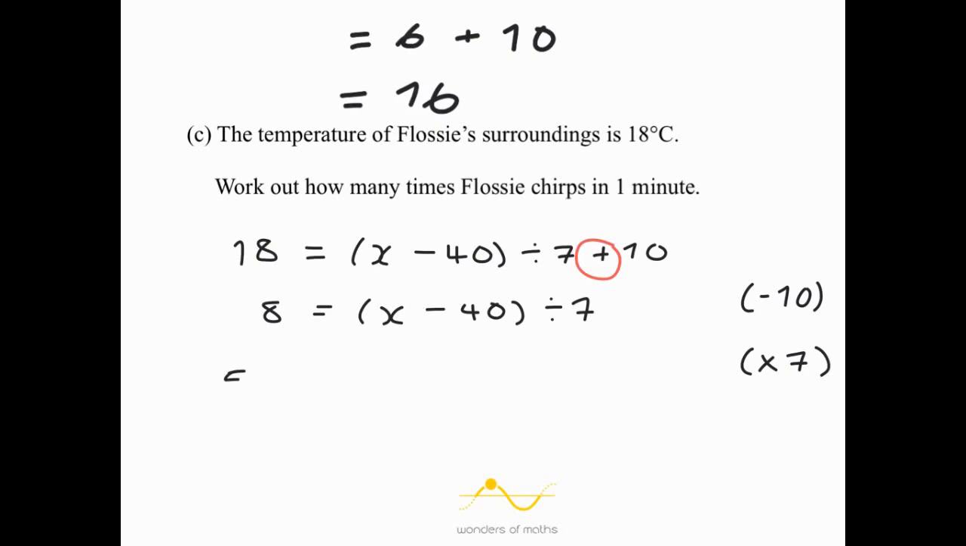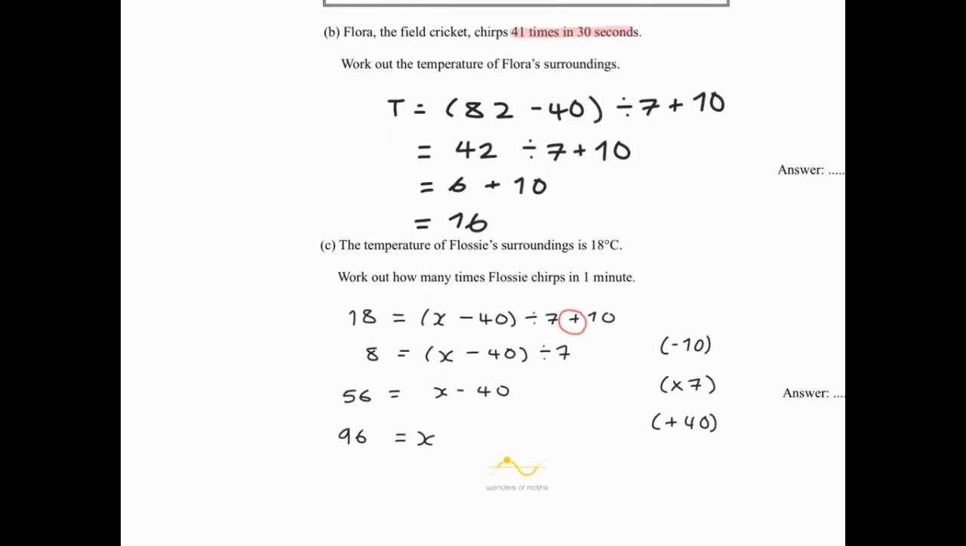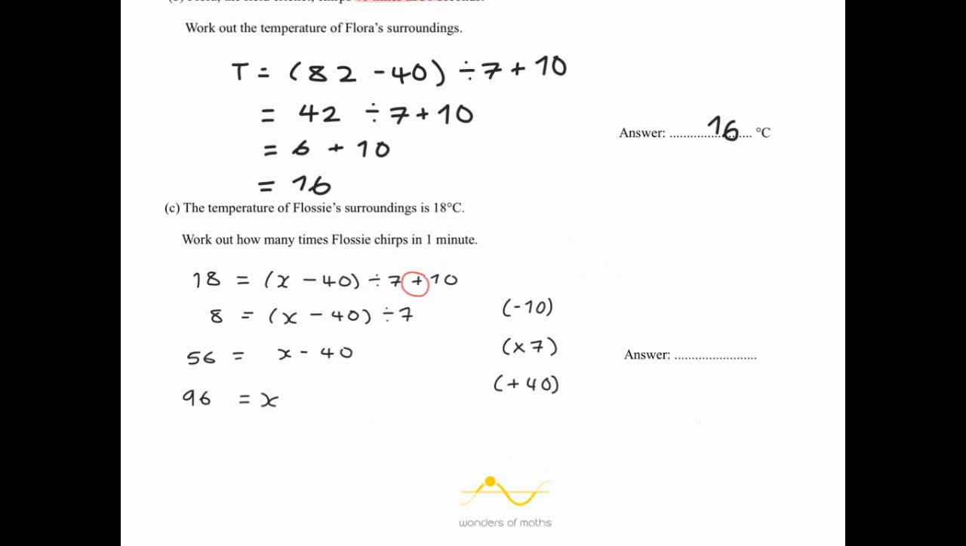This gives us 56 is equal to x minus 40. We don't need the brackets anymore as there's nothing outside of the brackets. And finally, we add 40 onto both sides. This gives us 96 is equal to x. So our final answer is that Flossie chirps 96 times per minute.